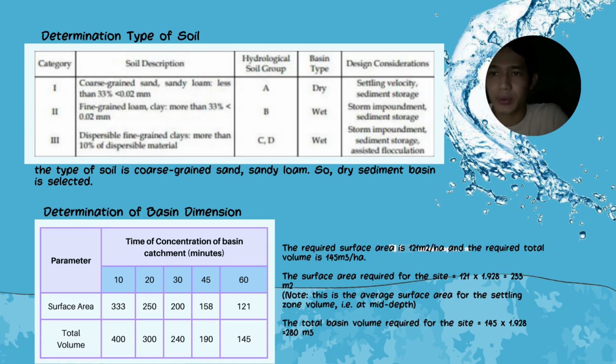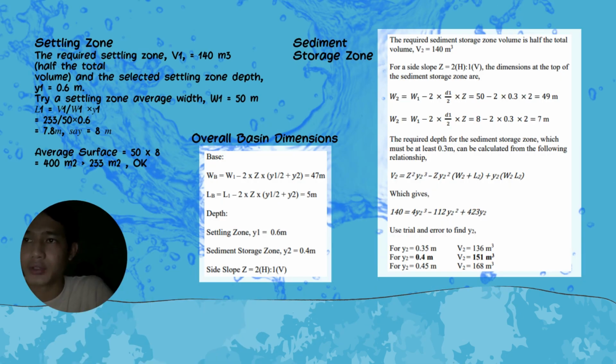The surface area required for the site is 255 meter square. Note, this is the average surface area for the settling zone volume. The total basin volume required for the site is 280 meter cube. Next, we talk about the settling zone. The required settling zone V1 is 140 meter cube, half of the total volume, and the selected settling zone depth YF equals 0.6 meter.